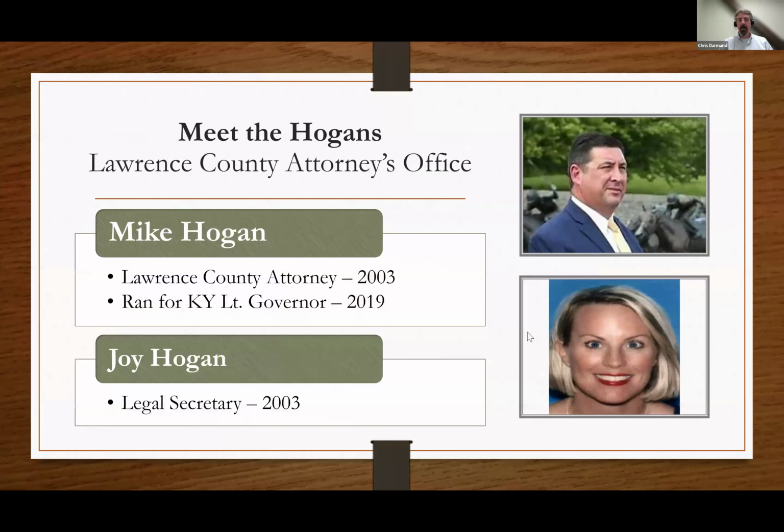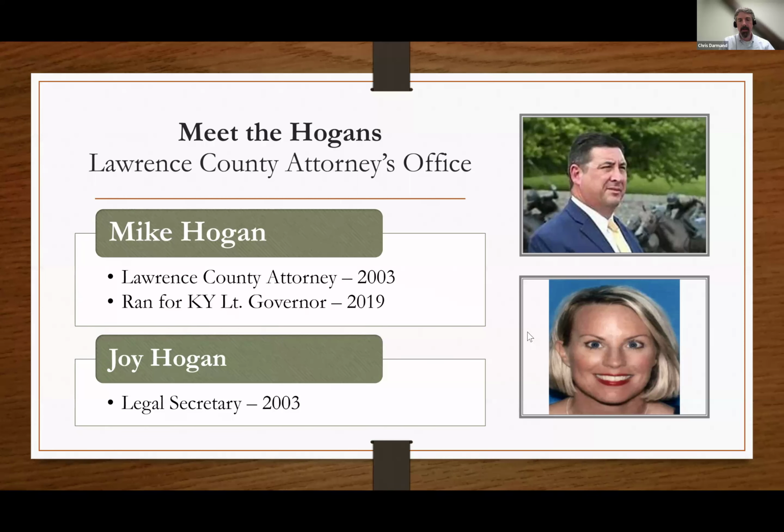Okay, here are our two subjects of the investigation. The first here is Mike Hogan. He was the Lawrence County Attorney for many years, originally elected into that position in 2003. That was not his only effort through public office. You see here that he ran for lieutenant governor in 2019, and prior to that, he was involved in running for attorney general for the state of Kentucky. So very much a fixture in public office and politics.